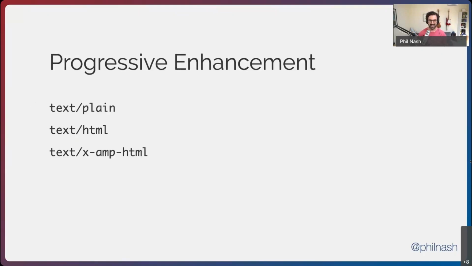So normally in an HTML email application, you might be sending text plain and text HTML parts as different MIME types. If you want to add an AMP email, you just add another type on. So this is a progressive enhancement. That means that those email clients that cannot read a text x-amp-html part will fall back to a text HTML or text plain in order to read the email. So that, I think, is a good thing. It doesn't break email. It just adds to it.